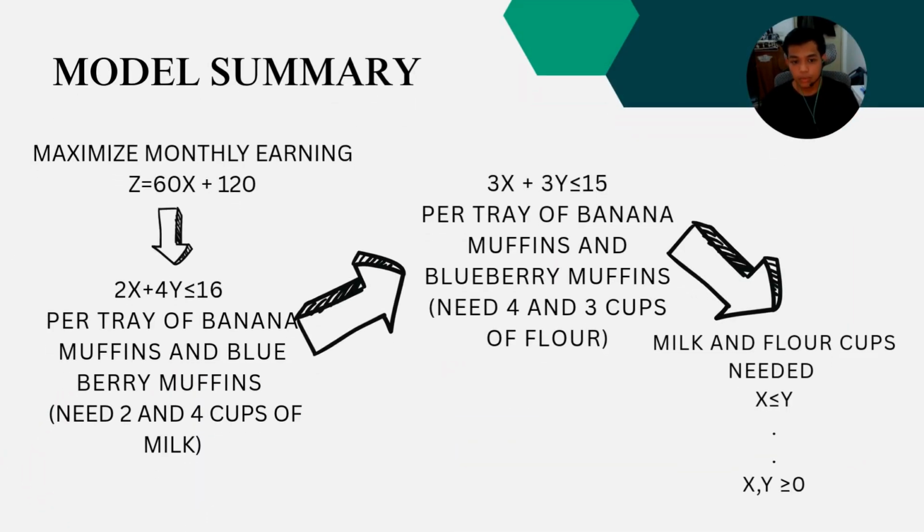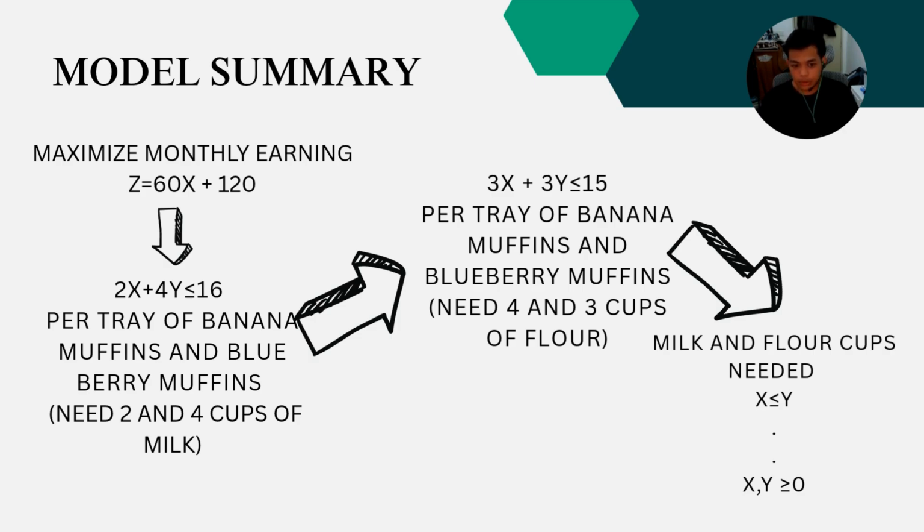Okay, now let me present the overall model summary of this linear programming problem. Our main objective is to maximize earning, which is represented by the objective function. So this is z equals 60x plus 120y. This means for each tray of banana muffins, which is x, we earn 60 ringgit, and for each tray of blueberry muffins, which is y, we earn 120 ringgit. So our goal is to find the combination of x and y that gives us the highest total earning.